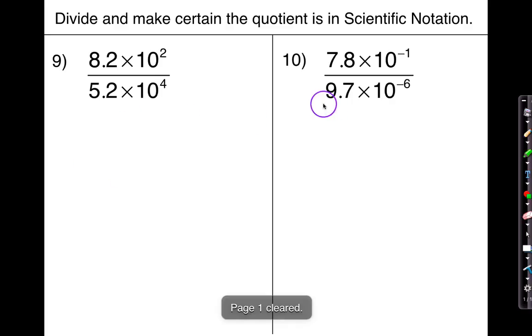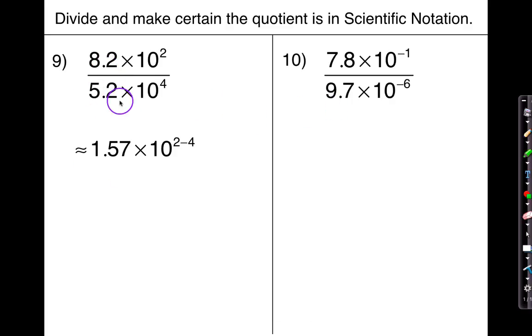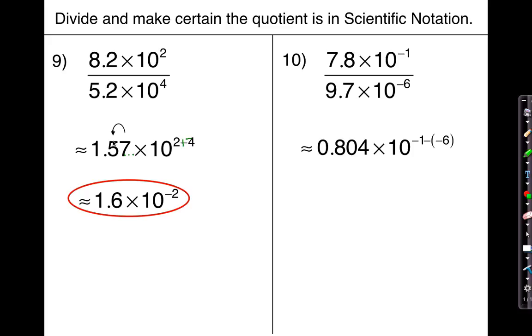Okay, so the last two problems. Number 9, here after the division, I got 1.57. So notice it does go on forever, but because this coefficient is within the correct range, I only had to go up to the hundredths place. So from there, I'm just going to add the opposite here, and that's going to give me approximately, oops, almost forgot, I'm going to round. The 7 is going to cause the 5 to go up, so it's going to be approximately 1.6 times 10 to the negative second.